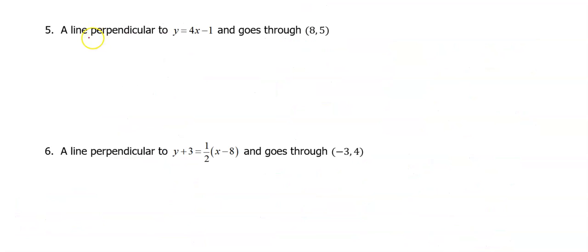Number 5 now wants us to use the perpendicular slope. So if this slope has a slope of 4 and I need to have perpendicular slope, I need to have the opposite reciprocal, so that would be 1/4 for the reciprocal and now negative because I need them to be opposite signs. This time I'm just going to choose one, so for this particular one I'm going to go with the y equals mx plus b. And then we have the x, the y. I need to find the b.